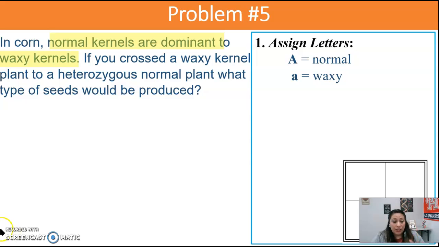Now, after we have assigned the letters to those phenotypes, we're going to do step number 2, which is to find the parent genotypes. Now, for this step, we want to read the paragraph very closely. We're not going to make up these combinations. We have to get them from the paragraph.